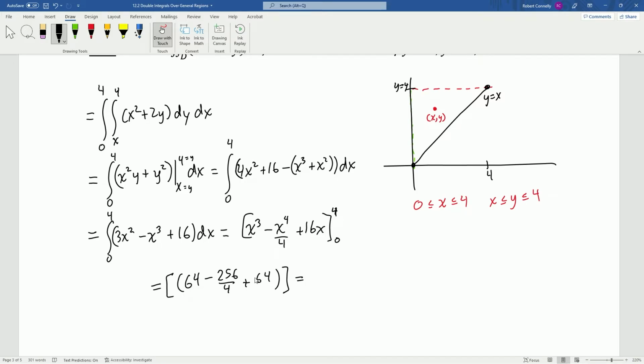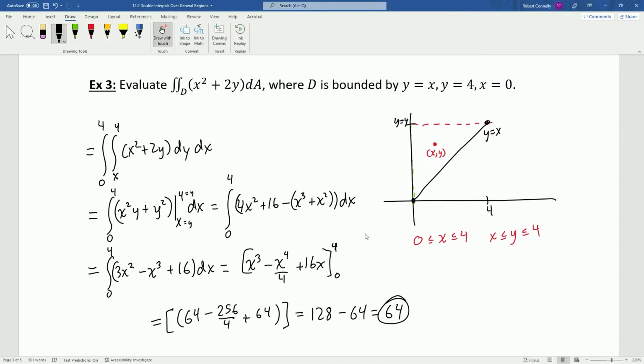Okay, so this is 64 plus 64 is 128. Minus, now 256 divided by 4 is 64. So altogether, this is just 64. All right, that's it for that example. Let's go ahead and move on.